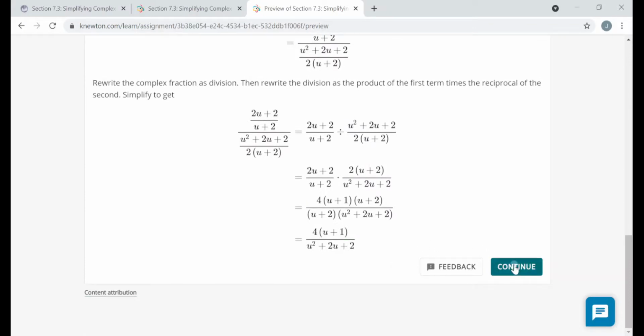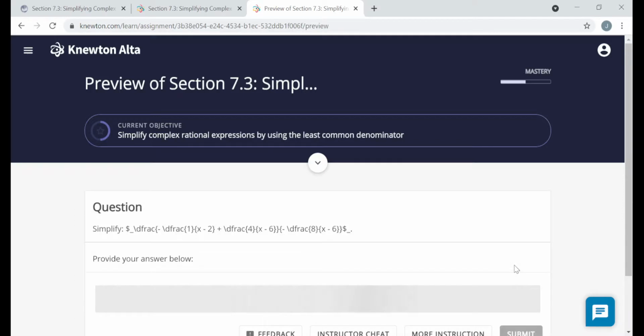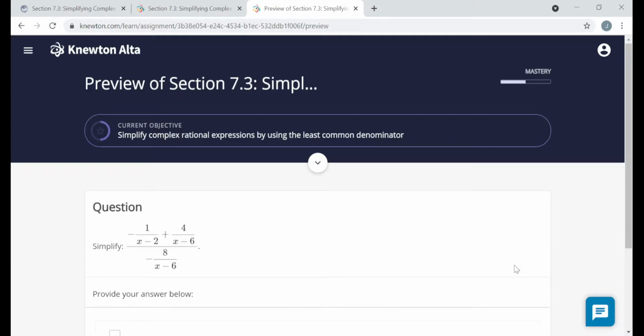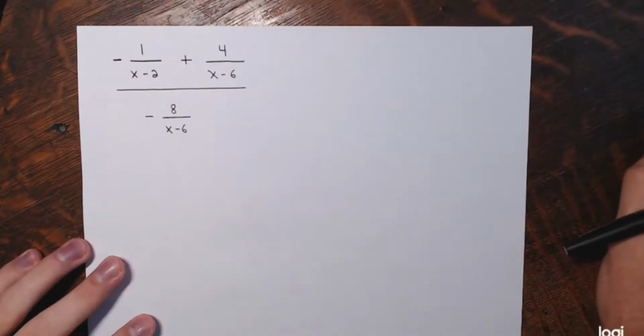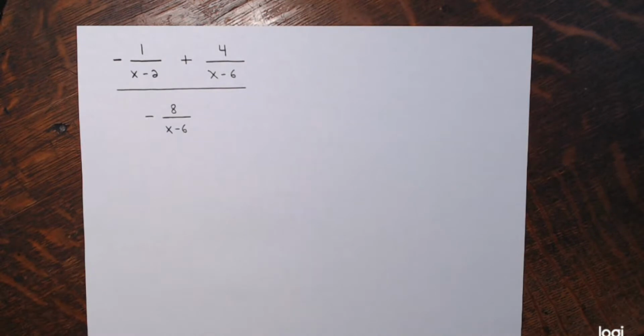Alright, next question. Let's see if it keeps alternating. Yeah, it looks like it's doing that. So back to the LCD method. Alright, so I'm hoping it's obvious here what the LCD is.